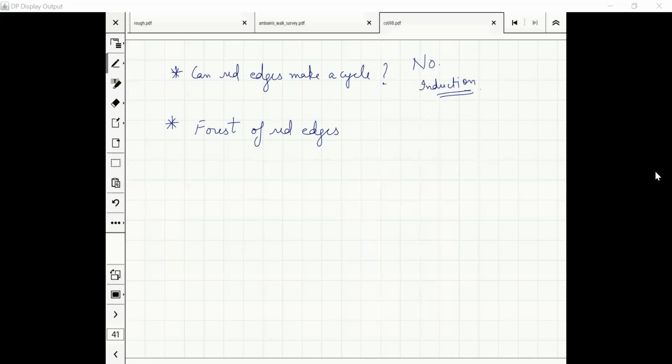In the proof that the red edges cannot make a cycle, what are we inducting on? The number of red edges? You don't even have to say induction. What I meant was the last edge which you added. You assume there is no cycle till now. Now you add another edge. Can that edge create a cycle? So it's assuming that before that there is no cycle, and in the next iteration also there will be no cycle. I call it induction, but it's kind of straightforward.